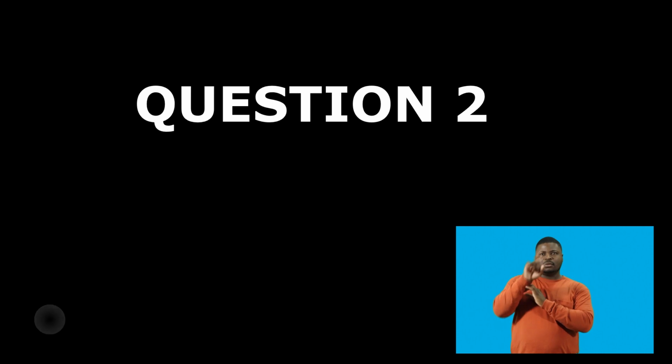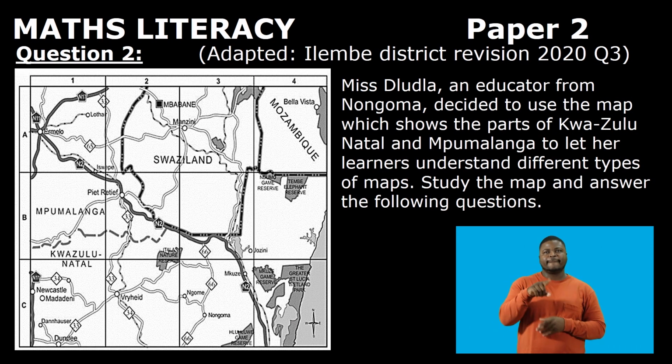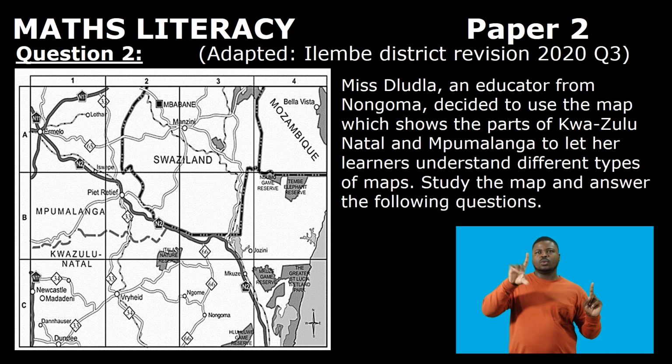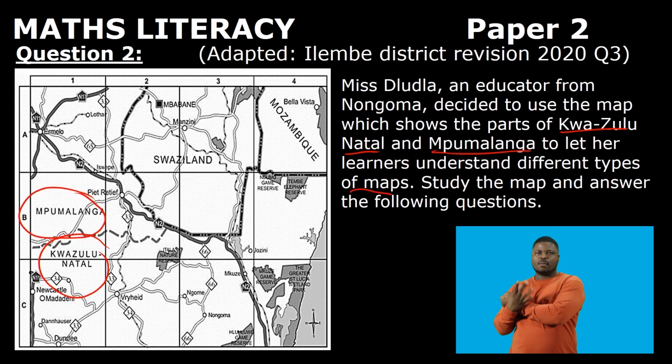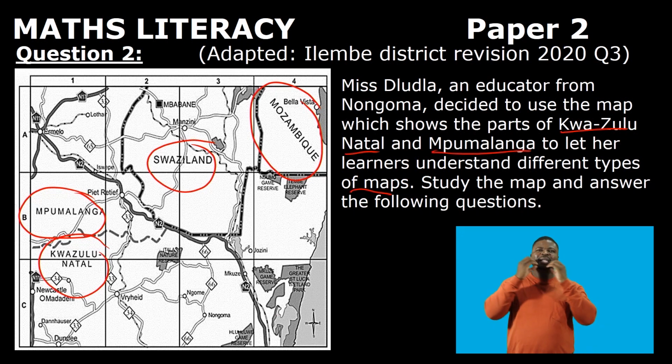Let's look at maps and scale question 1s. Let's go to question 2. Question 2. Ms. Dudla, an educator from Ngoma, decided to use the map which shows the parts of KwaZulu-Natal and Mpumalanga to let her learners understand the different types of maps. Study the map and answer the following questions. So if we look at the map, we can see KwaZulu-Natal and Mpumalanga, Swaziland, Mozambique, and those are the major areas. And then we can also see there is a grid reference.